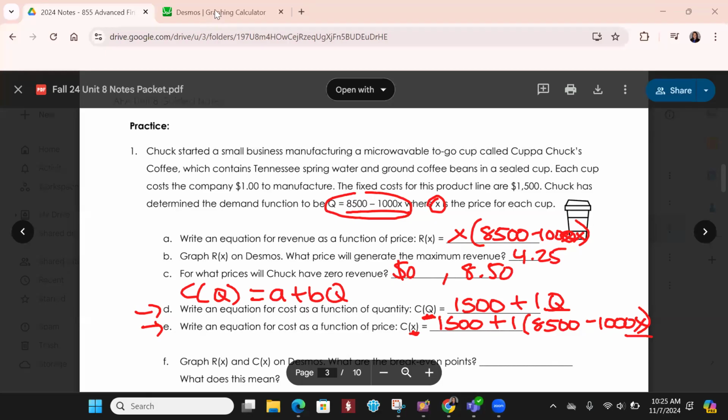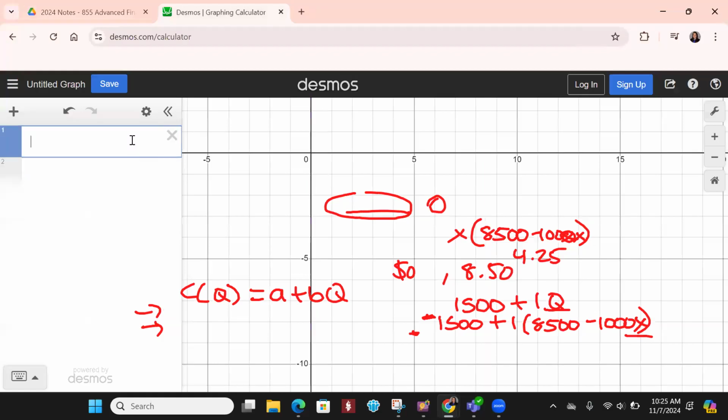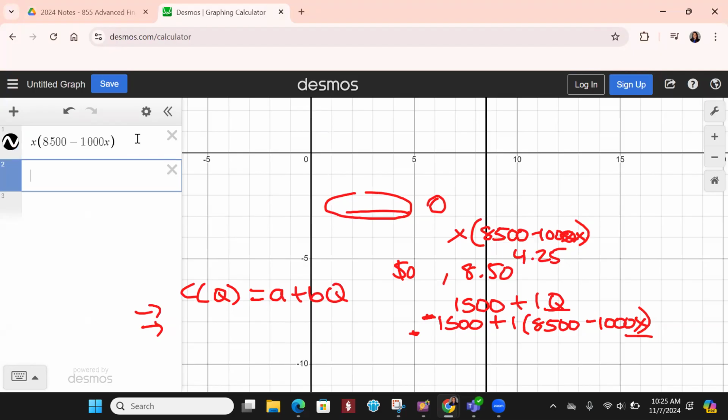Okay. So we're going to go in here. And we're going to get up. R of X is X times 8,500 minus 2,000 X. And then 1,500 plus. Okay, and then you're going to look at where they cross over.